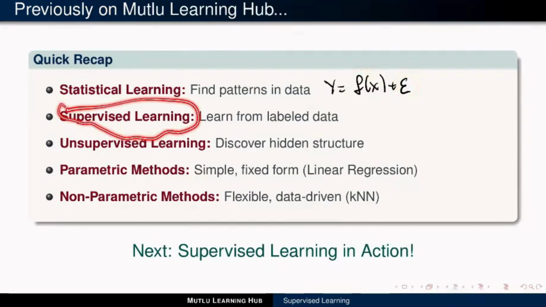We had two types of statistical learning. First one is supervised learning. To do supervised learning, we need the labeled data. But for unsupervised learning, we don't need the labeled data. We discover the hidden structure in the data. And to find this pattern, we have two different methods. First one is parametric method. Here we assume that f is a function, but when we do non-parametric method, we don't assume that f is a function.